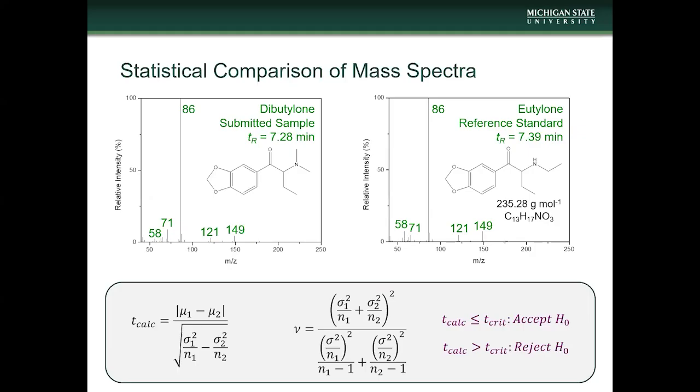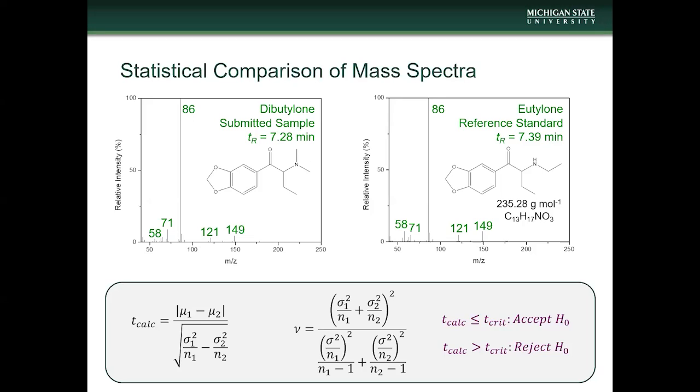The equation shown in the middle is for degrees of freedom. So this is the unequal variance form of the t-test, and we have to calculate degrees of freedom using this equation here, which also takes into account the variance associated with the intensity. So the degrees of freedom, along with the confidence level at which we perform the comparison, are used to generate the critical t-value, and the calculated t-value is then compared to that critical value.